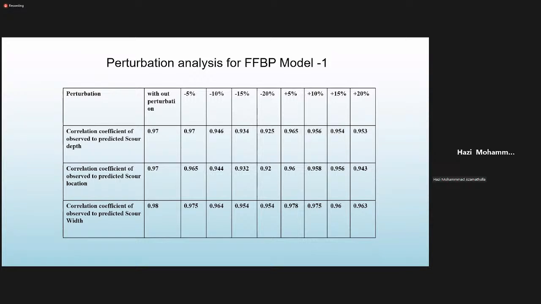Okay, perturbation analysis, this one is model one, with respect to scour depth, scour location, and scour width. You can easily see, if -5, what will happen? Not much, 0.97, same. Another thing, in the case of width, it is completely decreasing. It changes, right? So it should change, otherwise your professor will be angry that something is wrong. Okay, next, please.